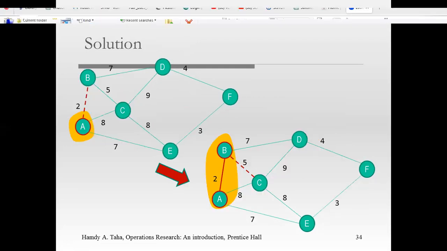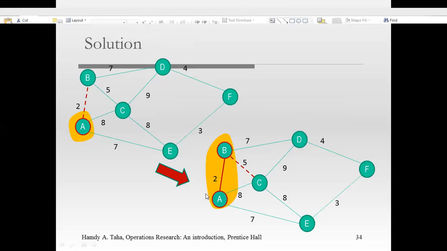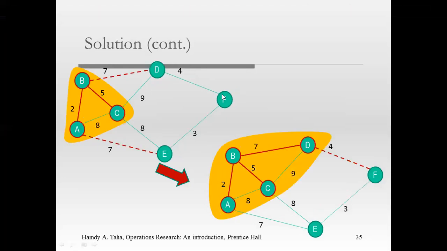And then after that, the yellow region here refers to the nodes that are already connected permanently. Okay, now we have A and B. Which one is the shortest, from A or from B? We know that from B to C is the shortest. Then we connect A, B, C. You can see from the left figure here.